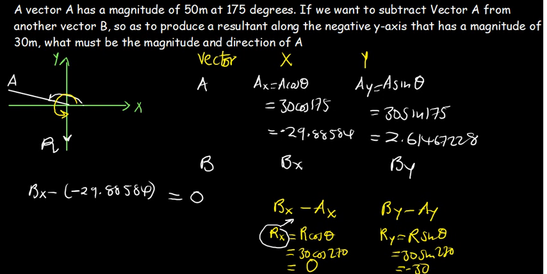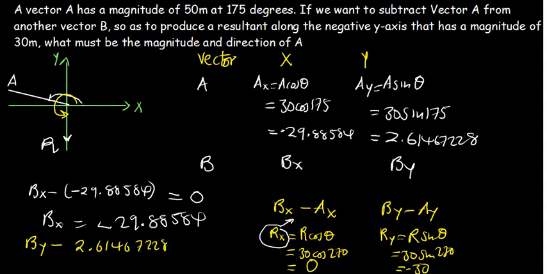Okay, so this negative and this negative, they're going to give us a positive, and then for me still to remain with a bx, I have to take this positive value the other side, so it still becomes negative 29.88584. And then we go to the y components. Also to the y components, we know that if we subtract by minus ay, but what is ay? Ay we found as 2.614672228. This should give us the resultant in the y, right? A resultant in the y, and that is what? Negative 30.